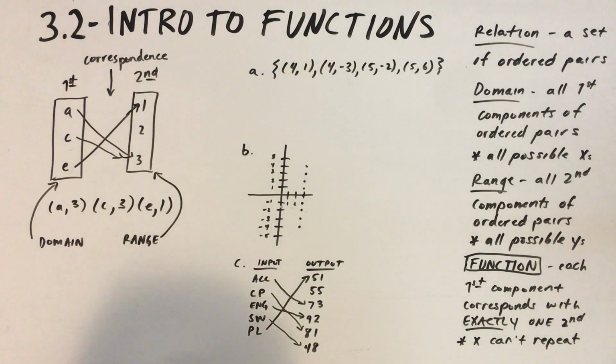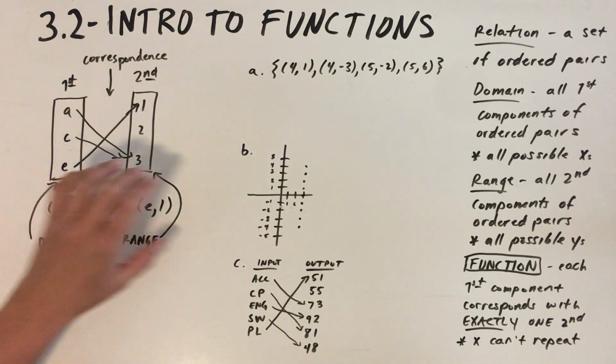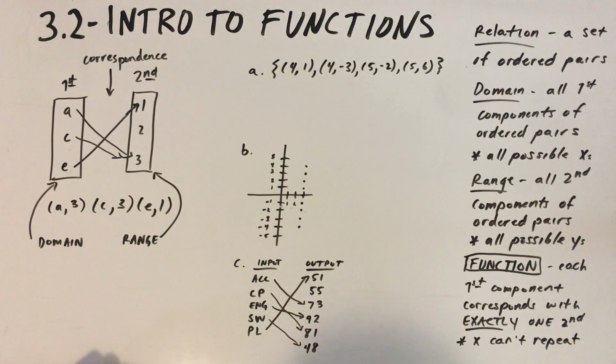3.2. This is an intro to functions. The first thing that we want to know is what a relation is. A relation is simply just a set of ordered pairs. It could be written lots of different ways. It just means that there's some first elements, and those correspond with some second elements. So they have some kind of a relation or a relationship.